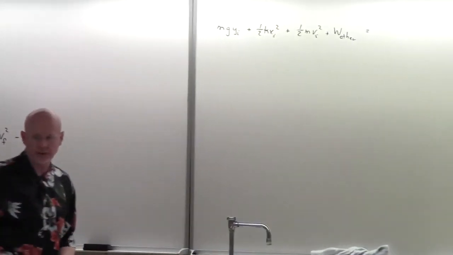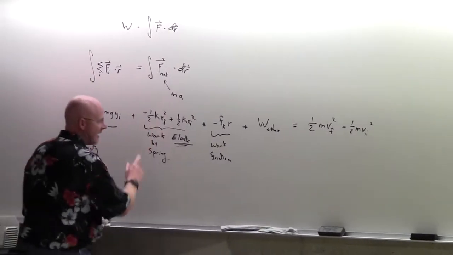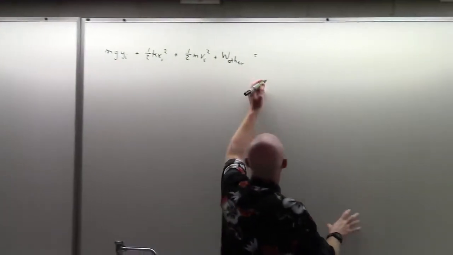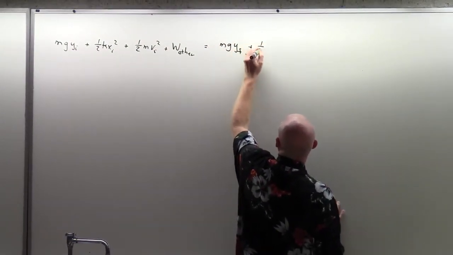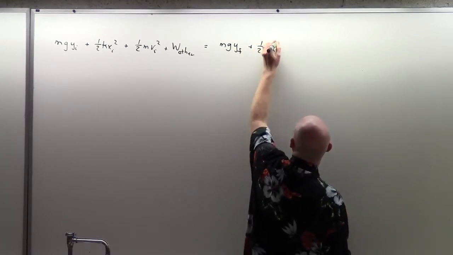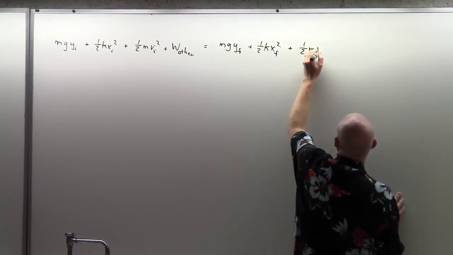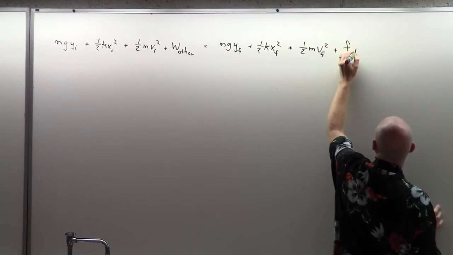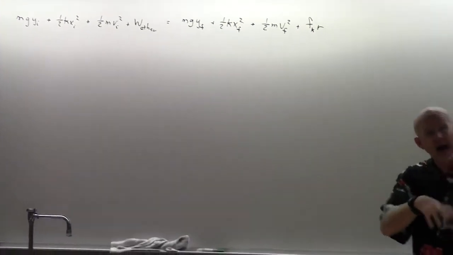What is it equal to? Well, now as I take that negative and that negative and that negative, and this one's already over there, and move them to that side, I would have mgy final, 1/2 kx final squared, 1/2 mv final squared, force of friction times distance. And so notice these are the four terms that are after something happens.